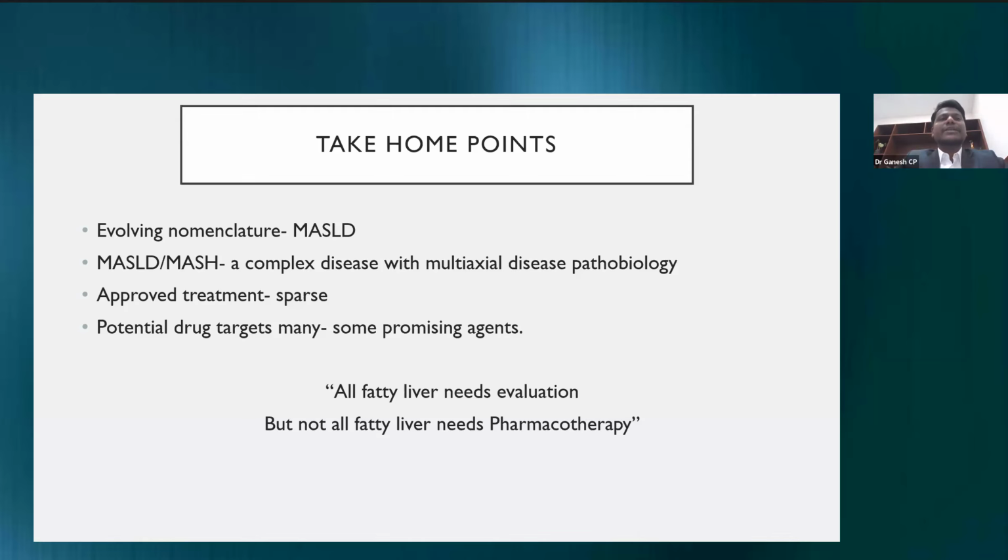Approved treatments are very sparse. As of now, we have only two FDA approved drugs, which are resmetirom and semaglutide. Apart from that, we have two or three drugs approved by the Indian government for use, but those drugs are not shown to improve fibrosis. Many potential drug formulations are coming, and within a decade we will get at least 5 to 6 FDA approved drugs in the market.